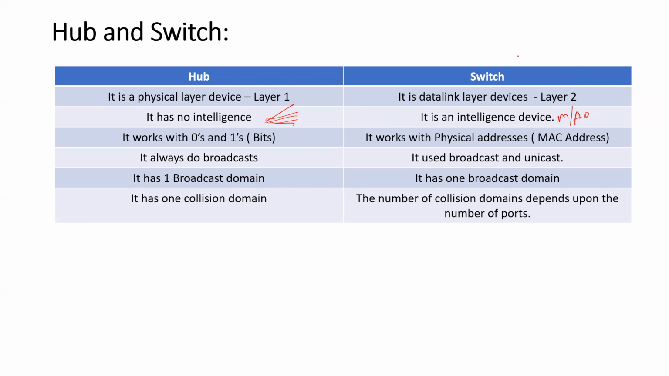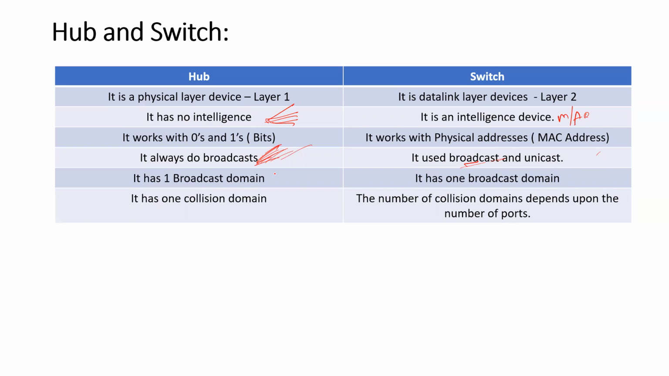A hub works on zeros and ones, but a switch works on physical addresses. A hub always broadcasts messages to everything connected to it. But a switch does broadcast and unicast traffic also. We'll discuss what broadcast and unicast traffic are. A hub does only broadcast, but a switch sends a broadcast message the first time. After that, once it has the ARP table information, it will send one-to-one communication. That is called unicast.